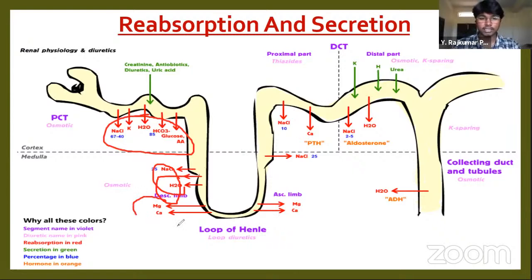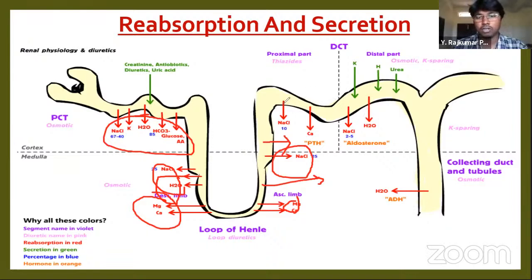Red colored structures are reabsorbed. Okay, Mg and Ca, calcium and magnesium are getting reabsorbed. Here also calcium and magnesium getting reabsorbed. NaCl is moving out in the ascending limb of loop of Henle, hence the concentration gets increased. In the next class, we learn about how the concentration changes take place.